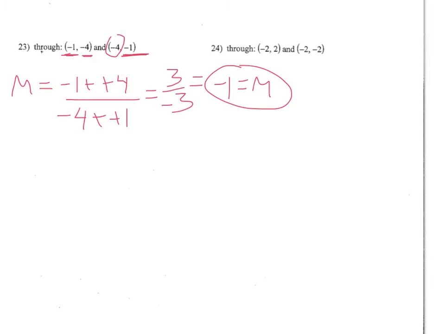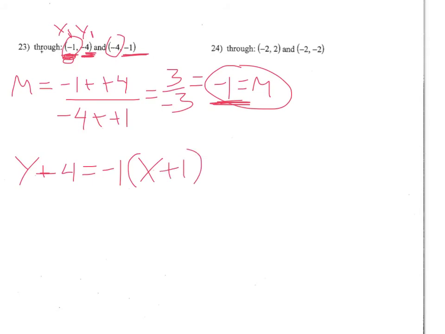Now, since I don't have the y-intercept, I have to put it in point slope form. And I could use either of those 2 points. I'm going to use the first one, negative 1, negative 4. So I'm going to say negative 1 is x sub 1, negative 4 is y sub 1. So when I put this in point slope form, it's going to be y minus y sub 1, which is this negative 4. So y minus negative 4 becomes y plus 4, equals the slope, which we figured out is this negative 1. And then it's x minus this x sub 1 of negative 1. X minus negative 1 becomes x plus 1.